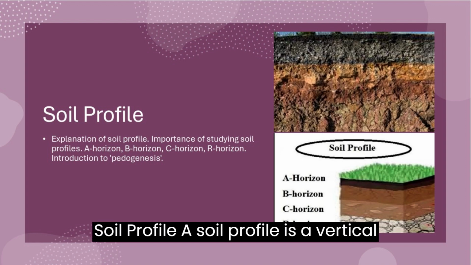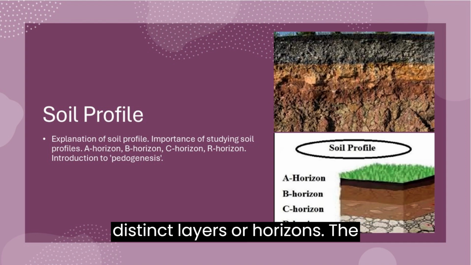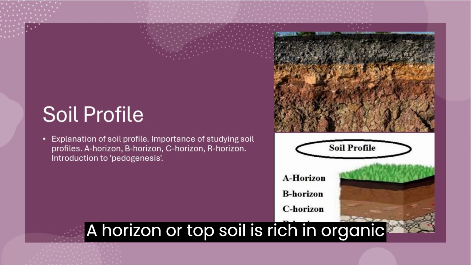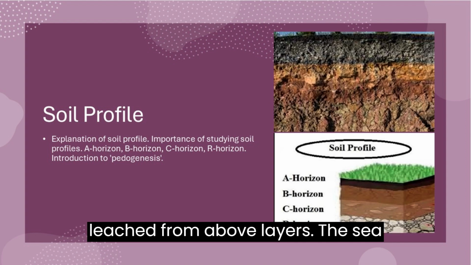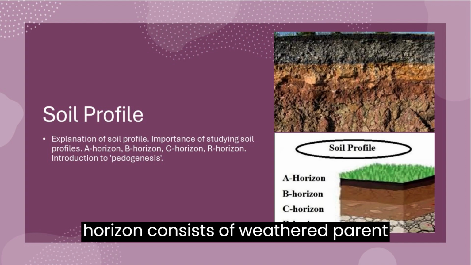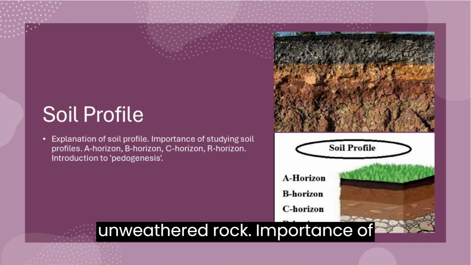Soil profile. Understanding soil profile. A soil profile is a vertical cross-section of the soil, revealing distinct layers or horizons. The A horizon, or topsoil, is rich in organic matter. The B horizon contains minerals leached from above layers. The C horizon consists of weathered parent material, and the R horizon is unweathered rock.